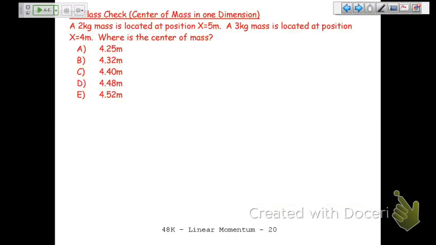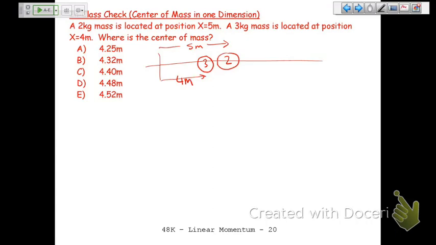A 2 kilogram mass is located at plus x. So let's draw ourselves a diagram. There's my origin. This is 2 kilograms, and this is 5 meters from my origin. A 3 kilogram mass is located at, inside, 4 meters. Where's the centre of mass on this axis?